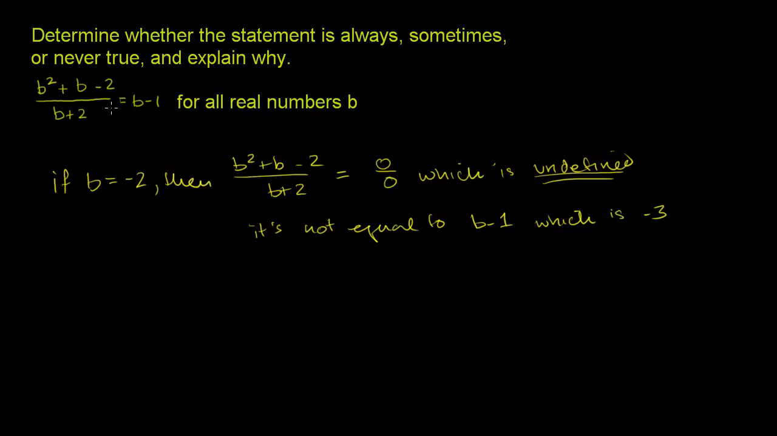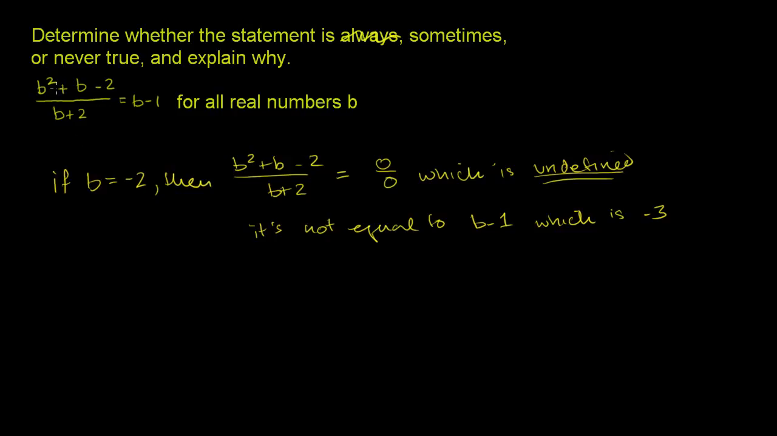When you put negative 2 in here, on the left-hand side, it doesn't evaluate to negative 3. It evaluates to 0 over 0, which is undefined. So we already found an example of a b where this is not true. So it's definitely not always going to be true. We found a case. Now, let's algebraically manipulate this and see if it's true for pretty much any other number.